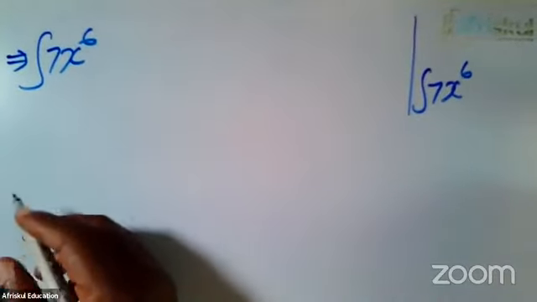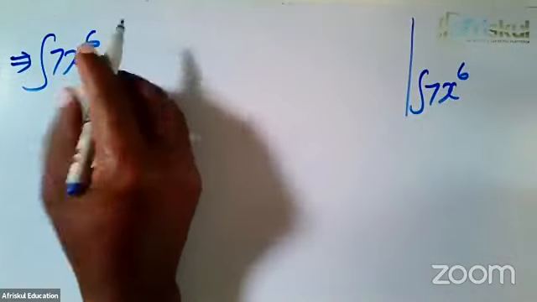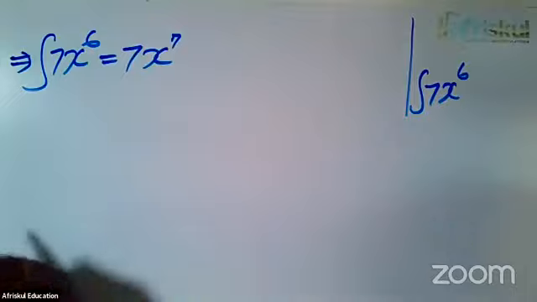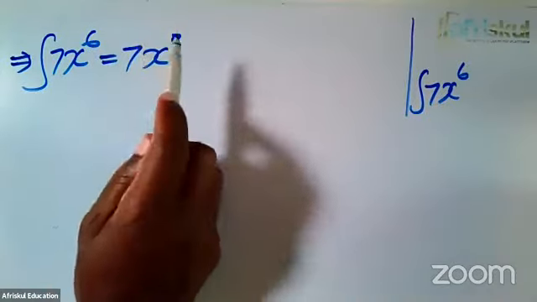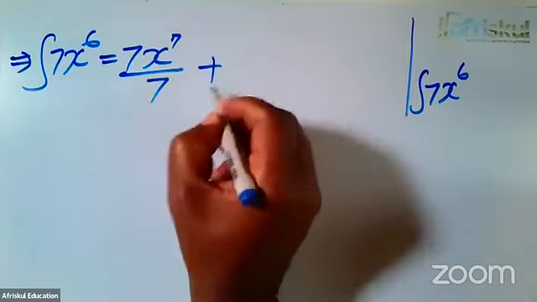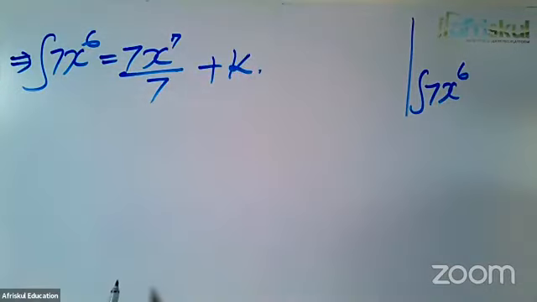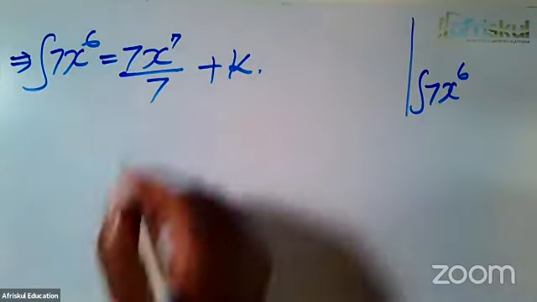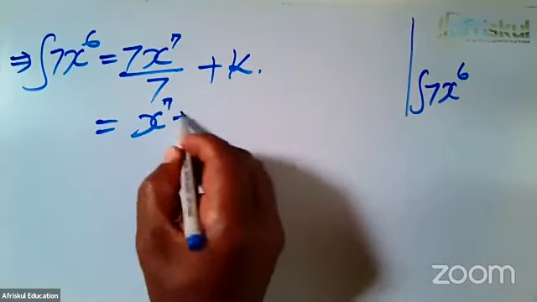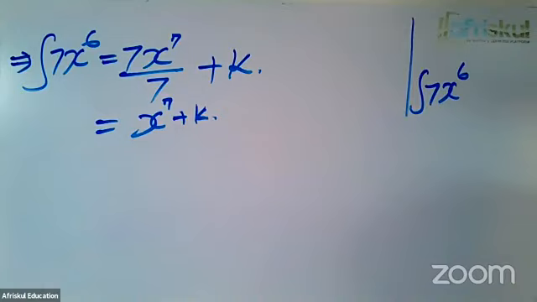So we are told here to integrate 7x raised to power 6. So how do we do the integration, ladies and gentlemen? It's quite easy. You increase the power by 1. So increasing the power by 1, that will give us x raised to 7 because it is 6 plus 1. Divide by the new power. Don't forget the constant of integration, which is k. So then this 7 and 7 cancels out, leaving us with x raised to 7 plus k.